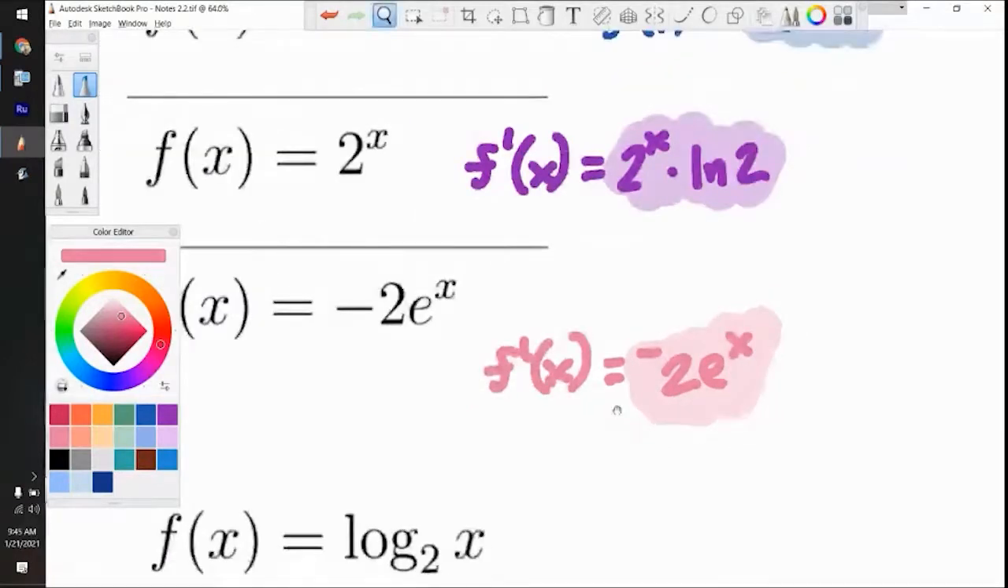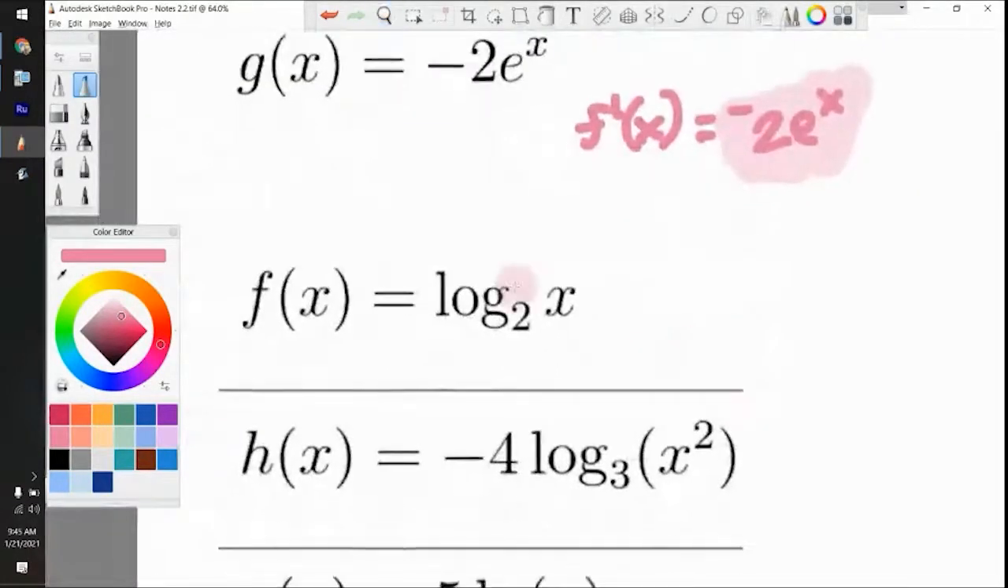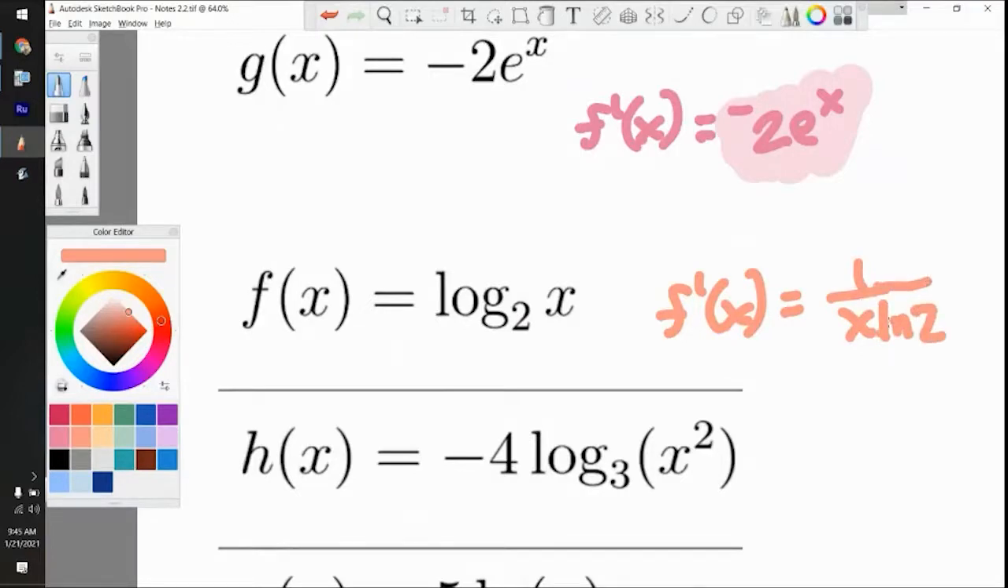Okay, then we have log base 2 of x. Oops, let's do orange. So the derivative of this, again, following the formula, it's going to be 1 over x times ln of a. In this case, a is equal to 2. So it would just be that.